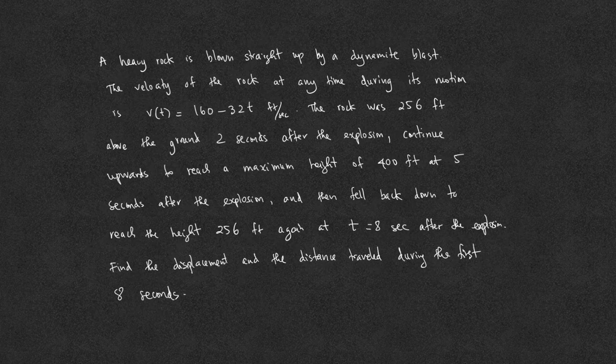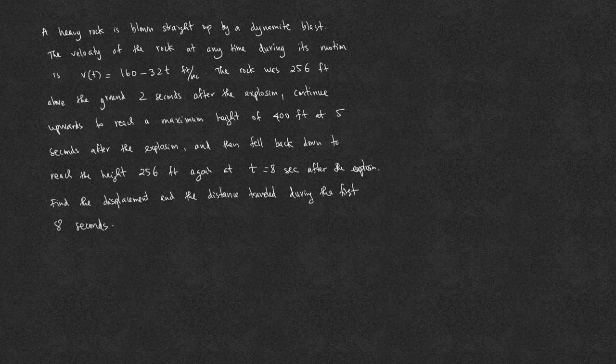We're given the velocity function, so we can sketch the graph of the velocity. This is the graph of the velocity, not the position function. This is the graph of v against t. When time is 0, the velocity is 160. If we take 160 minus 32t and set it equal to 0, we see that t equals 5.